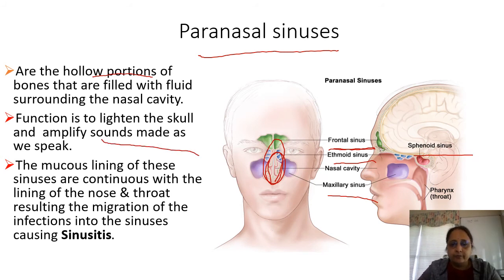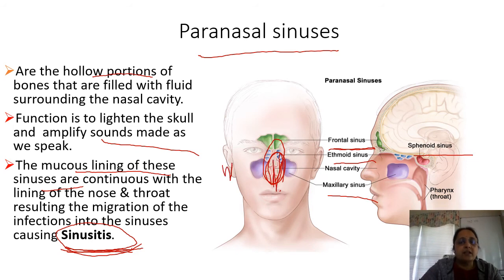The problem here sometimes is that most of the infections related to these sinuses are called sinusitis. Why? Because the mucous lining of these sinuses is continuous with the mucous lining of the nose and the ear. So whatever infections are carried to these particular areas will lead to sinus problems. Therefore, we end up with an infection called sinusitis.